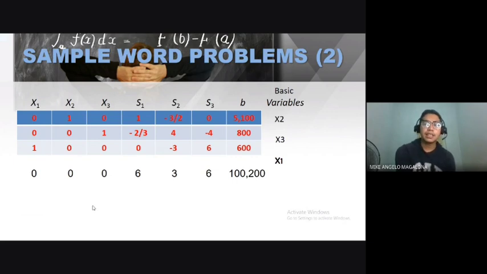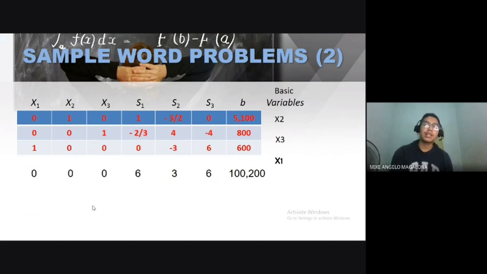Next step is to cancel the negative in the last column. Now the values are changed. For x sub 1, 0, 0, 1, x sub 2, 1, 0, 0, x sub 3, 0, 1, 0, s sub 1, 1, negative 2/3, 0, s sub 2, negative 3 halves, 4, and negative 3. For S sub 3, we have 0, negative 4, and 6. For B, we have 5,100, 800, and 600.